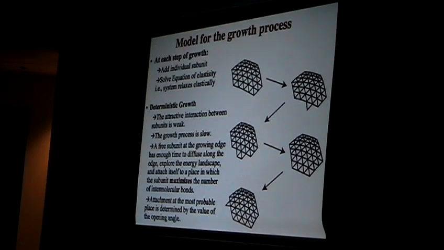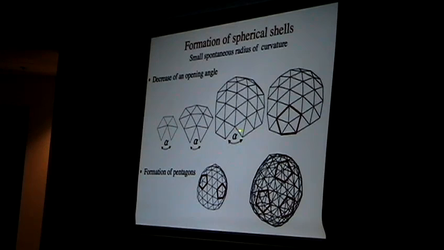And the difference between this one and previous studies is basically that this is non-equilibrium. Once it's added, it cannot detach. So if you keep growing this capsid with the rule that I told you, in this case you see that I have four subunits. But this is for when they're small, for the case of small spontaneous radius. It means the radius of curvature is small.